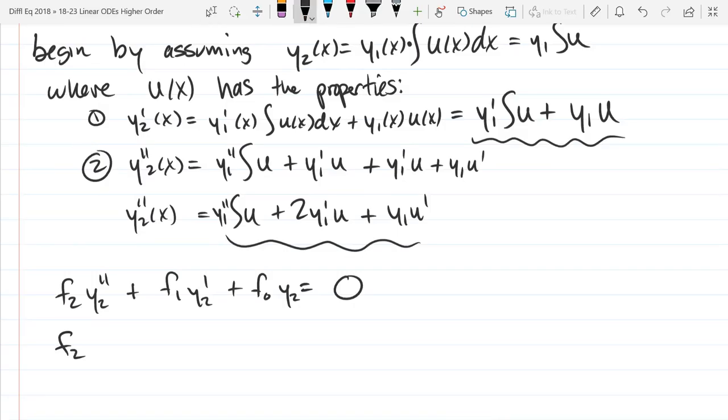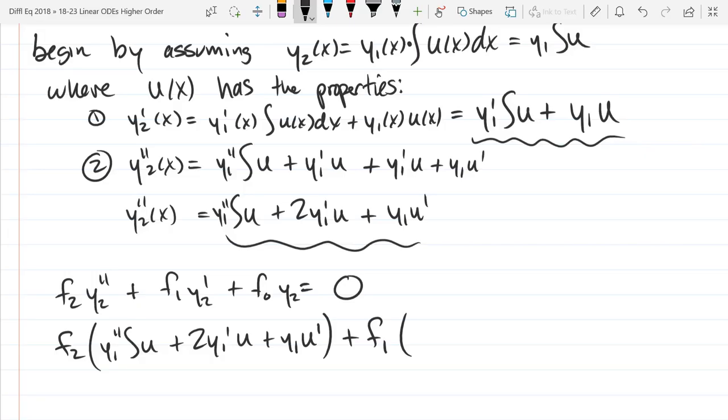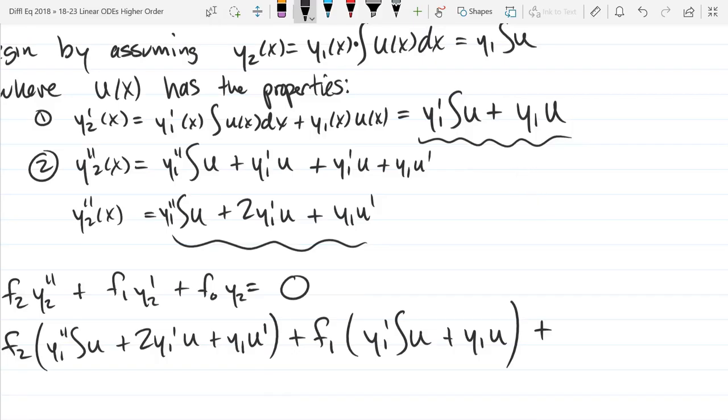So we got f2 times y2 double prime, y1 double prime integral u, plus 2y1 prime u plus y1 u prime, plus f1 times y1 prime integral u plus y1 u. Remember, all these are multiplication, not function composition. So it looks just like function f2 is eating what's next to it, but it's f2 of x multiplied by this crazy function of x. So we have multiplication going on, not function composition. Last up are f0 times regular y2, which is y1 integral u, and this stuff all equals 0.